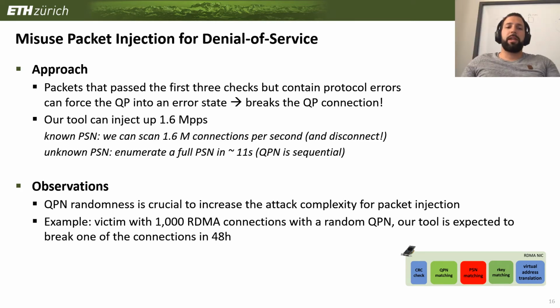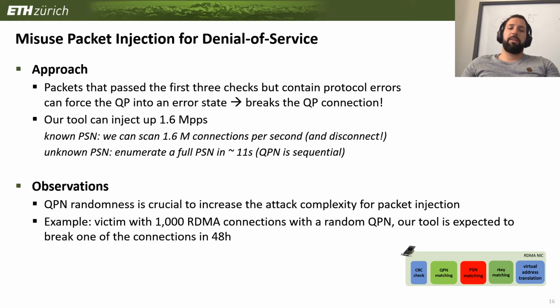In the next step, we ask ourselves how we can actually misuse packet injection for an attack. We can misuse packet injection for denial of service. Our approach is basically packets that pass the first 3 checks but contain some protocol errors. They can force an existing queue pair into an error state. So using packet injection, we can break existing QP connections by forcing them into an error state.